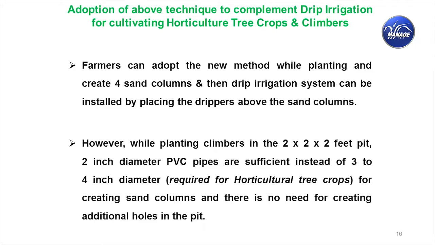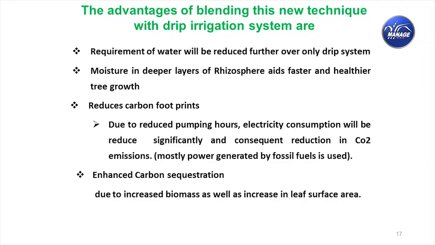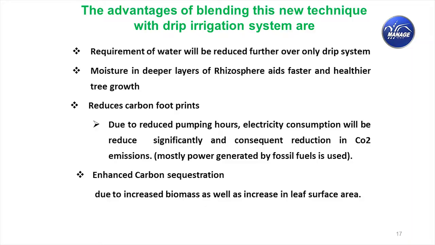Once we blend it with drip irrigation, the water requirement will be coming down further. When compared with the normal surface irrigation, drip irrigation gives a tremendous savings of water. And once you blend this, the water requirement will be coming down further, and moisture in deeper layers of the rhizosphere will help in faster and healthier tree growth. Because of the further reduction in water, you are still having the benefit of reducing the carbon footprint. And because of the greater biomass that could be seen once this technique is adopted, there will be enhanced carbon sequestration. So now, this is all the theory.